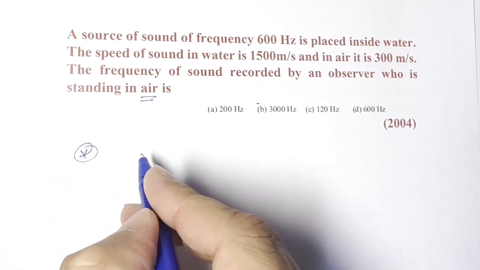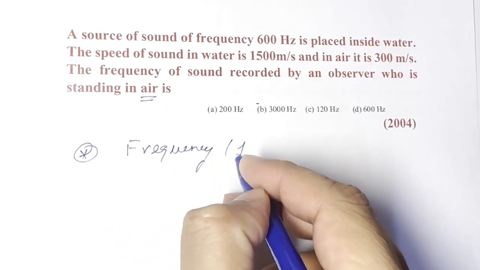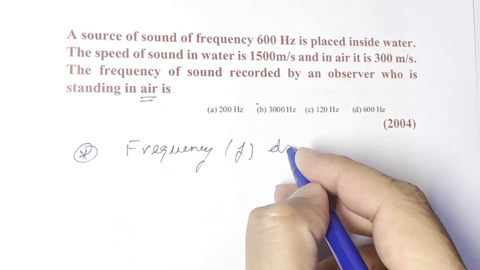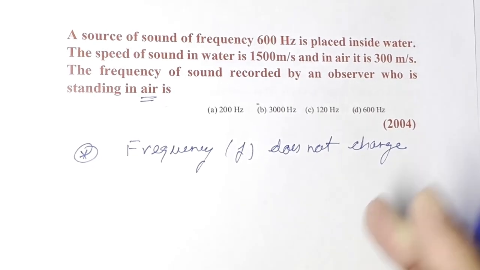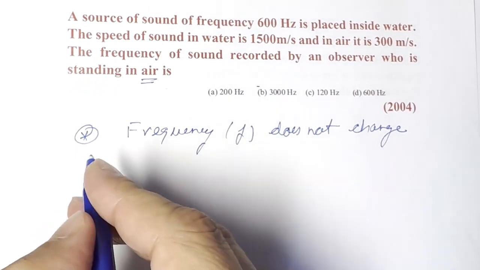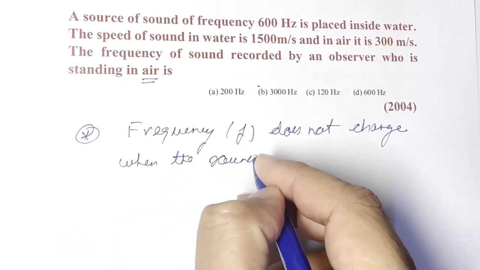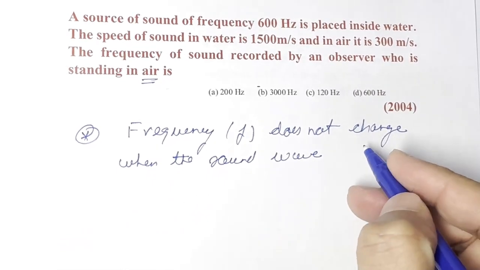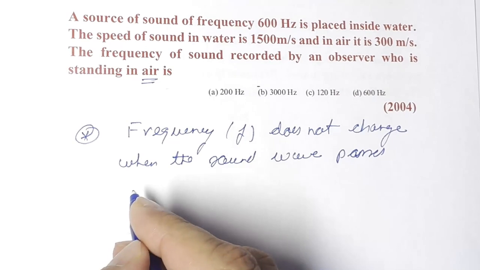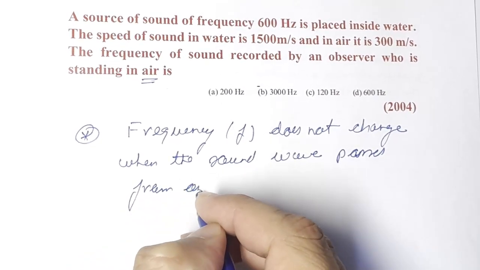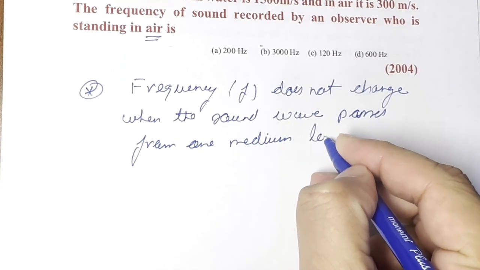So we start with the frequency. That is our f. It does not change when the sound wave passes from one medium to another.